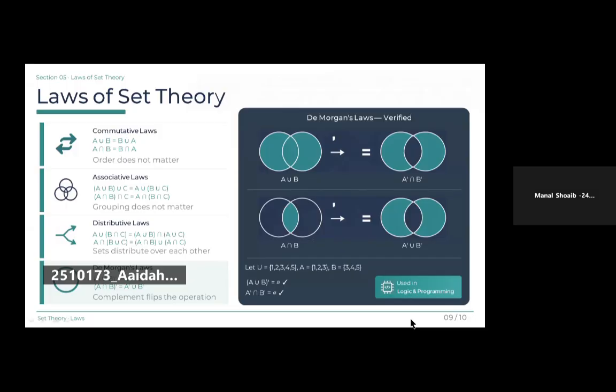The third is distributive law. It is similar to multiplication distribution in algebra. It shows how union and intersection work together. For example, A intersection (B union C) means we first combine B and C and then find common elements with A.